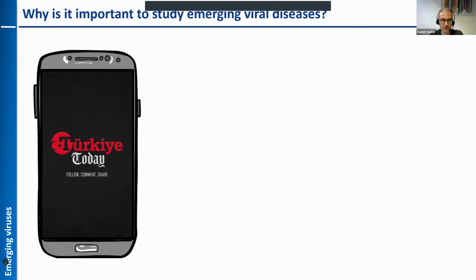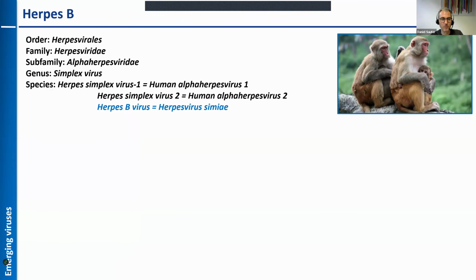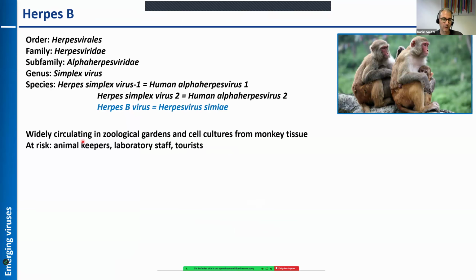So what's this B virus actually? I'm not sure whether any of you has heard of this virus before. It is actually a herpes virus. The official name would be herpes B virus or herpesvirus simiae because it naturally infects different monkeys. This virus has been known for quite some time. It's widely circulating in monkeys that are kept in zoos, but also in wild monkeys. It can also be found in cell cultures in labs that use cells from monkeys.